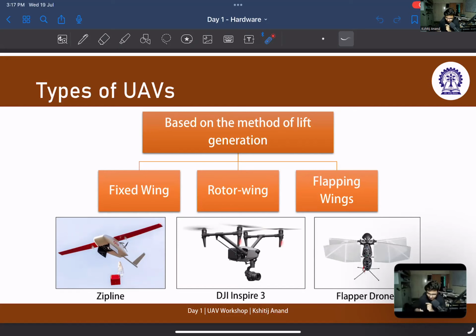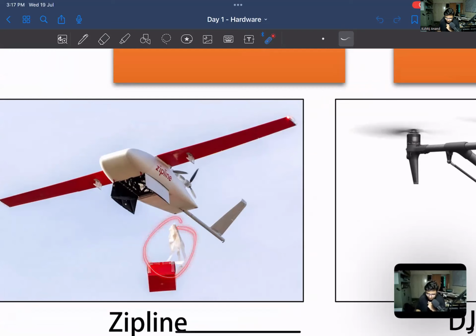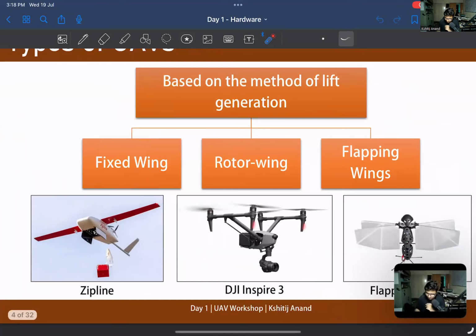So the fixed wing aircrafts, as you can see, they have fixed wings. Their wings do not move. If you look close enough, this is a Zipline UAV that I have taken for example. It's dropping a payload, and you can see there are two sets of propellers here, which are run by coaxial motors, and there is a controlling tail at the end. So this is how a fixed wing UAV looks like. All of its lift comes from these fixed wings.